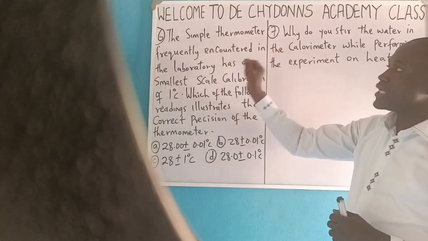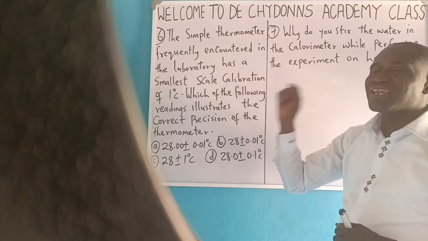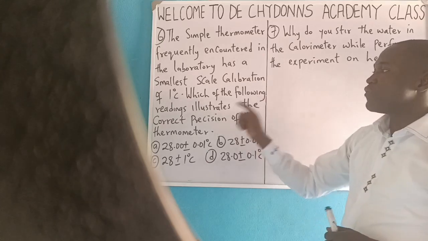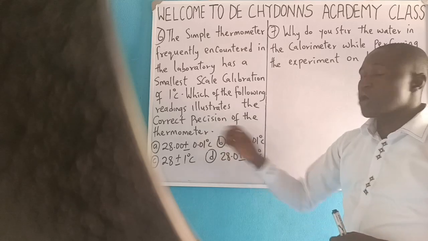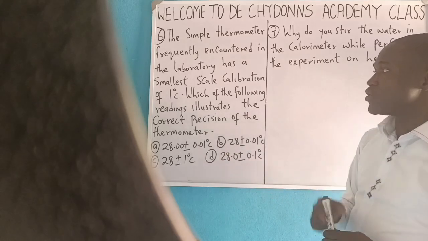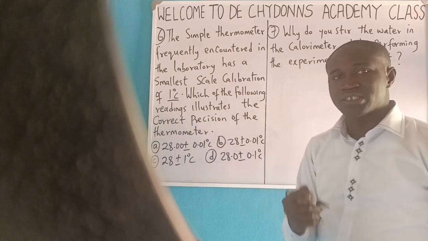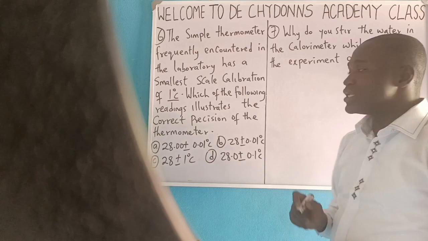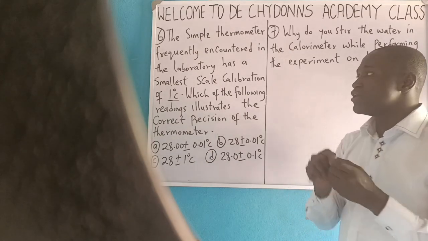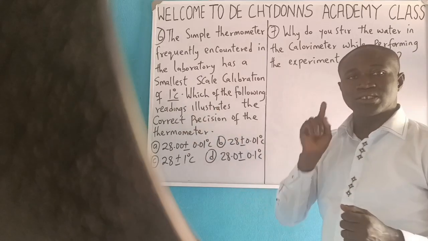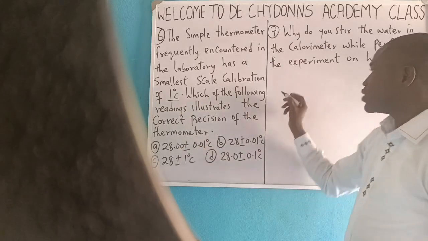The simple thermometer frequently encountered in the laboratory has a smallest scale calibration of 1 degree Celsius. Which of the following readings illustrate the correct precision of the thermometer? And we are given the options. Now, I want to tell you that this value they gave to us here is called the reading accuracy of that thermometer. That means the smallest value you can get from that thermometer is 1 degree Celsius.